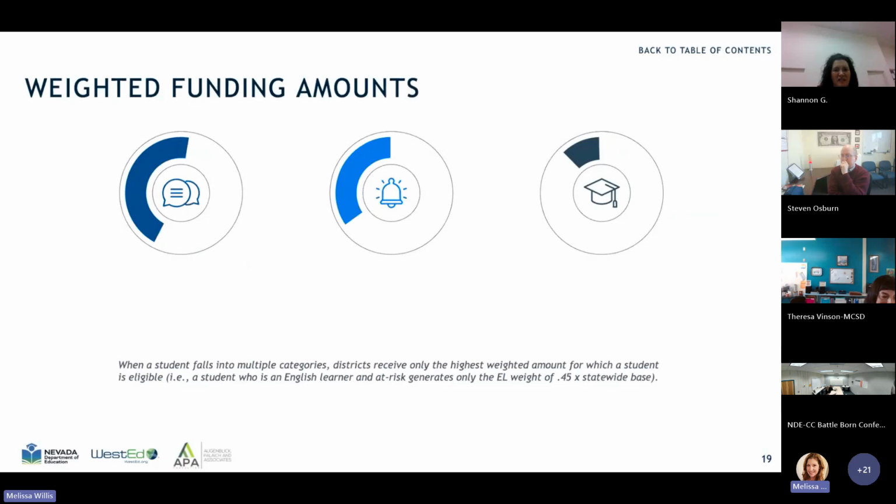The count of students in each of these 3 categories is unduplicated, meaning that students are counted in the highest weighted category in which they qualify, and they cannot qualify for funding for multiple weights.